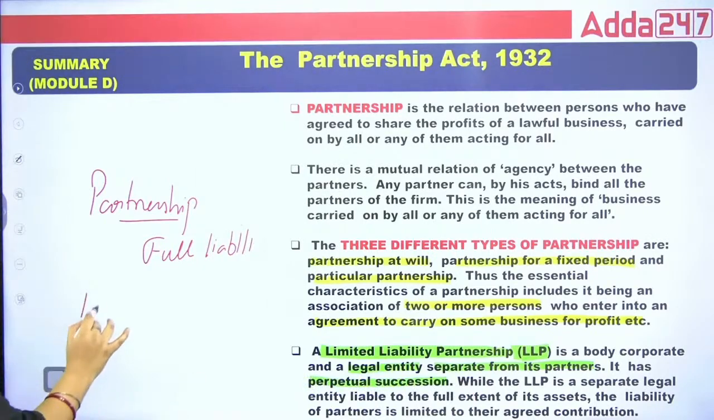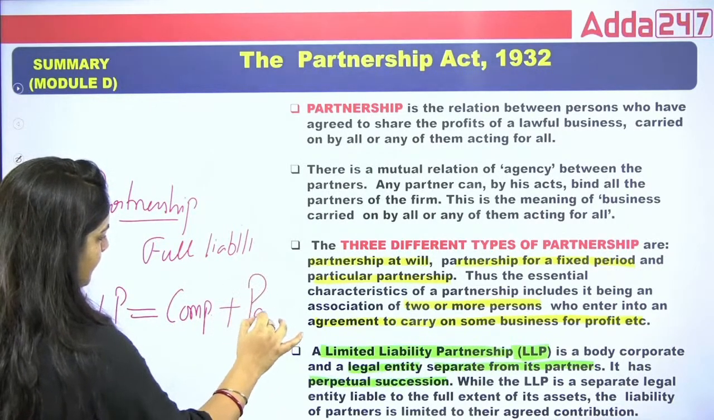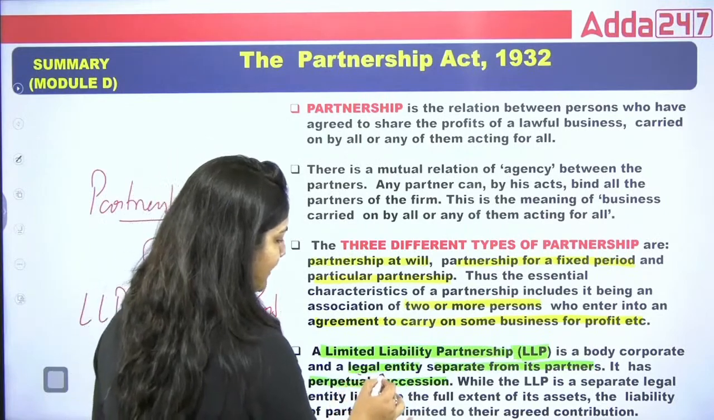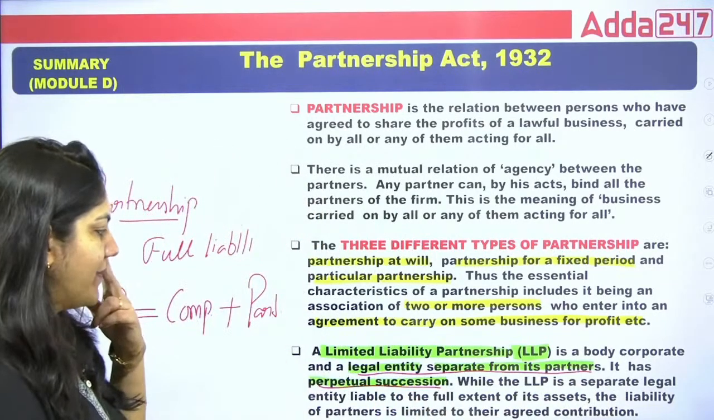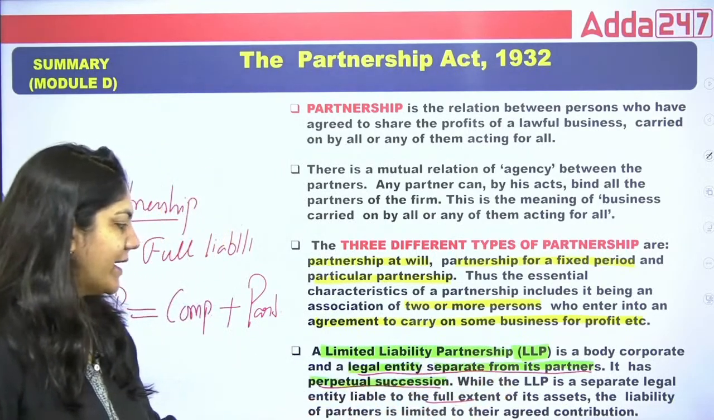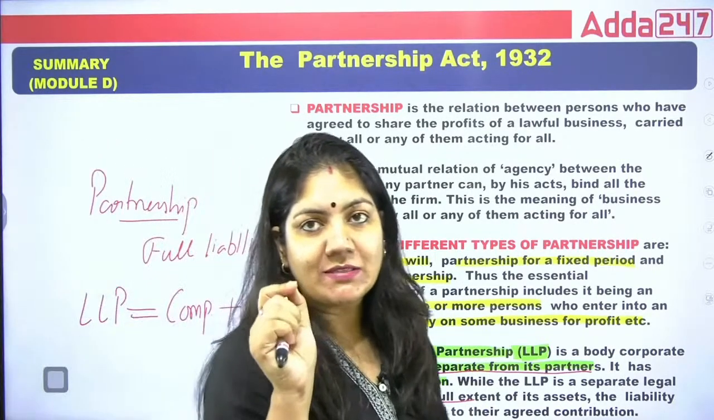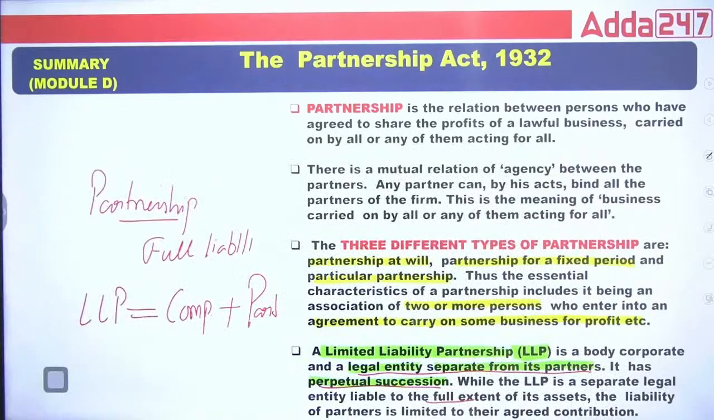In an LLP, an LLP is basically the combination of company plus partnership. The combination of company and partnership. So an LLP is a legal entity separate from its partners. It has perpetual succession, and it is a separate legal entity liable to the full extent of its assets, and the liability of the partners is limited. The liability in an LLP is limited because an LLP is the combination of some features of partnership and some features of a company. That's it. Okay, so please see this, class. I think this is clear to all of you. Today we have to finish the important terms of partnership.